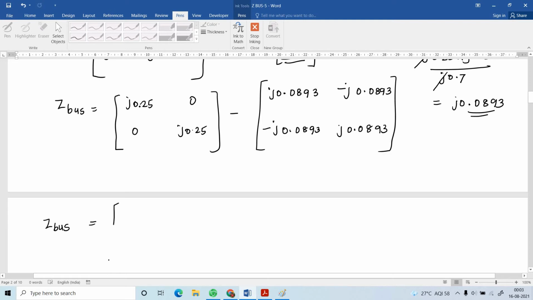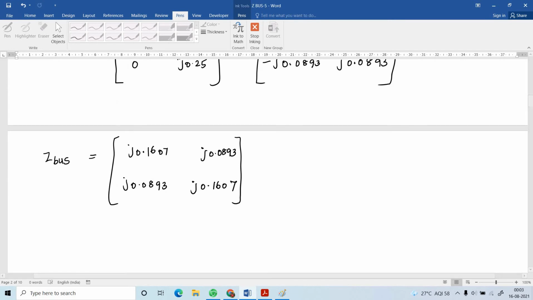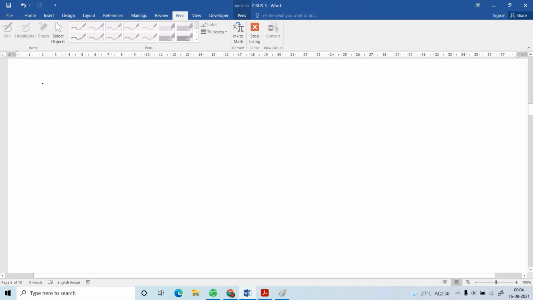So ZBUS should have the order 2 cross 2 now. J0.1607, here J0.0893, here J0.0893, J0.1607. So this is the ZBUS matrix obtained from step number 3. Next I am going to explain step number 4.